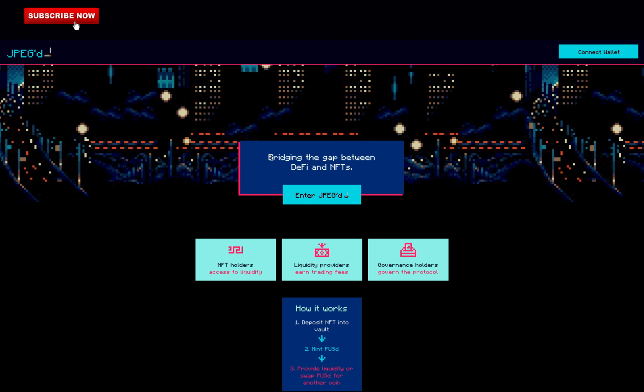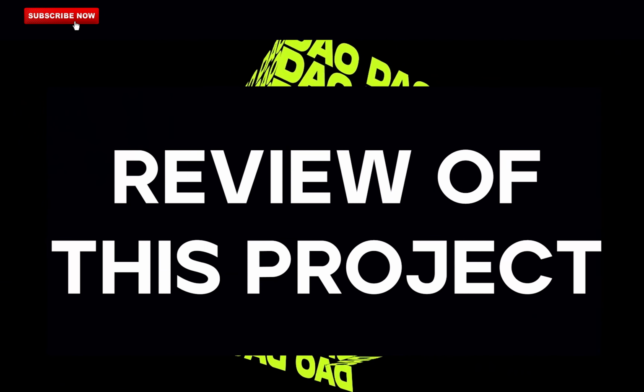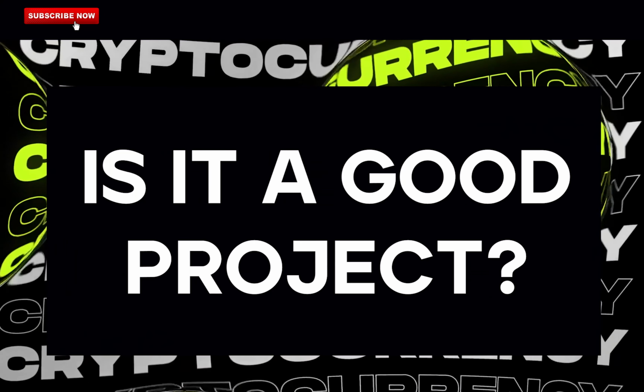If you're not an active NFT trader and you have exposure to blue chip non-fungible tokens, there's a good chance your NFT is just sitting in your wallet doing nothing, and JPEG'd changes this. So today you will learn everything you need to know about JPEG'd, and hang tight to find out if it's a good project. In this video, I will go over what is JPEG'd, and my professional review of this project. Is JPEG'd a good project?